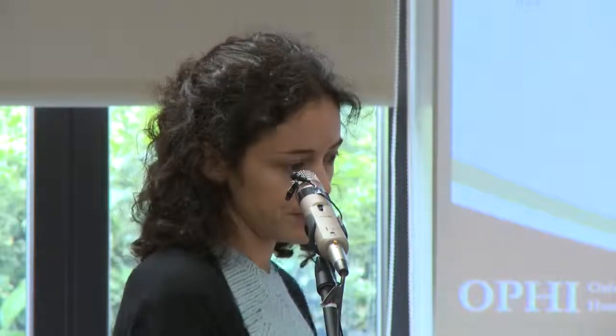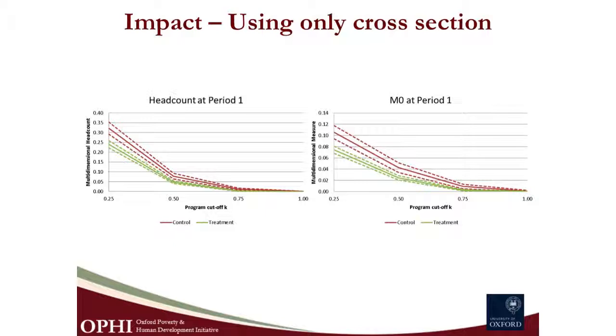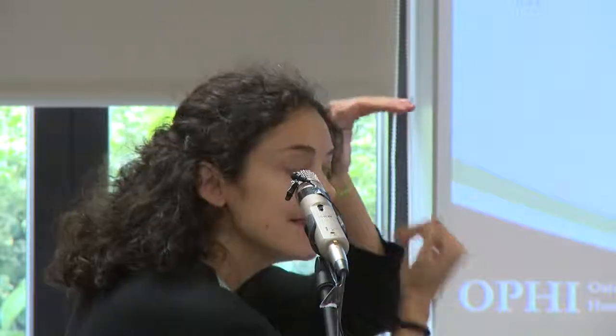For the other, yes, the indicators here, there is something that is not perfect. Impact. What we do, and this is using only cross-section, is easy. We just go to period 1, and we compare the H and the M0 of control and treated groups. And I did it here for several cases. Let's see if it changes. And you can see there are now significant differences. I think that's when K is below 0.75. So for any K below 0.75, both the H and the M0 among the treated group are lower.